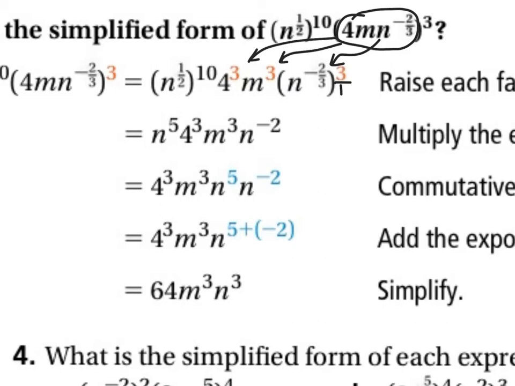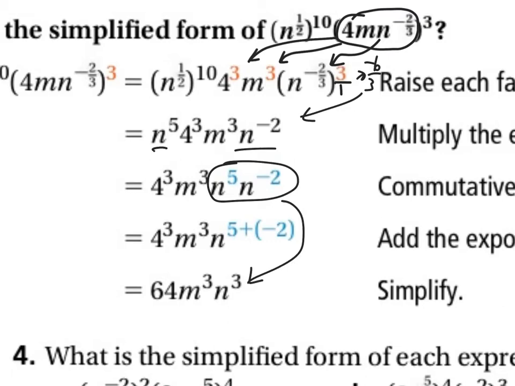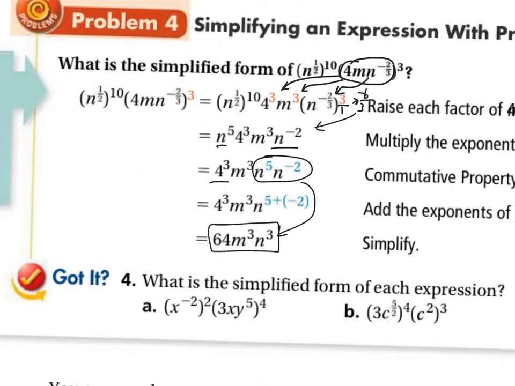Negative 2 times 3 would be negative 6 over 3. Negative 6 divided by 3 is negative 2. And then they kind of just rearranged things a little bit here. They got their n terms next to each other. Then you can add those exponents, which would give you n cubed. 4 cubed is equal to 64. So that would be your final answer for that one.